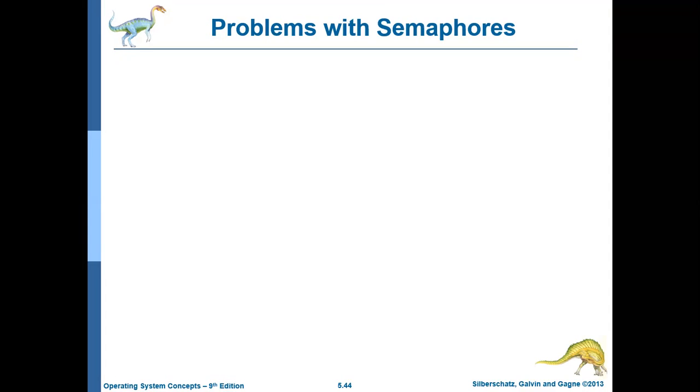Actually, semaphores provide a convenient mechanism for process synchronization. But if semaphores are used incorrectly by the programmers, then it may create some issues. So what are those issues that may be created by semaphores if the programmers use them incorrectly? That we will discuss.